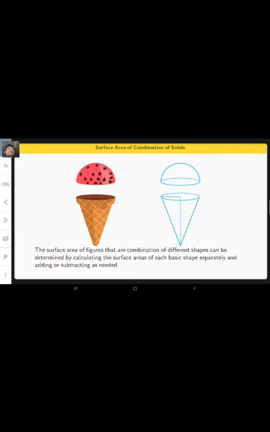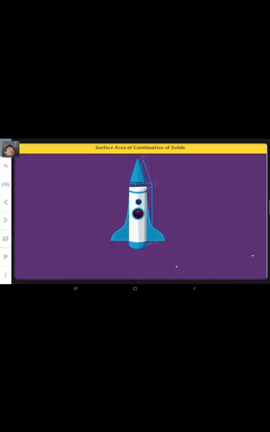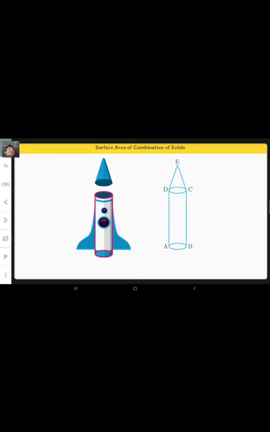The surface area of figures that are a combination of basic shapes, like sphere, cone, cylinder, and cuboid can be determined by calculating the surface areas of each basic shape separately and adding or subtracting as needed. Let us consider a rocket. A rocket is a combination of a cylinder and a cone.